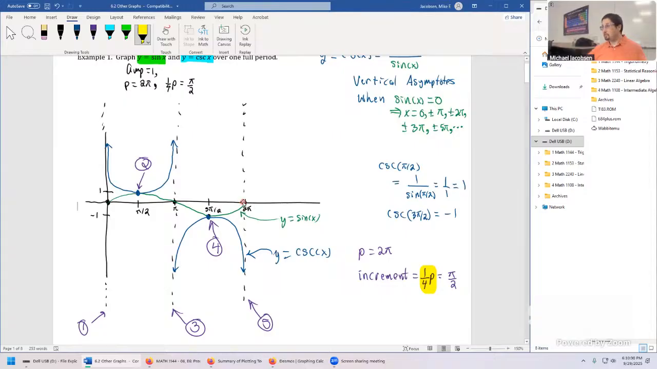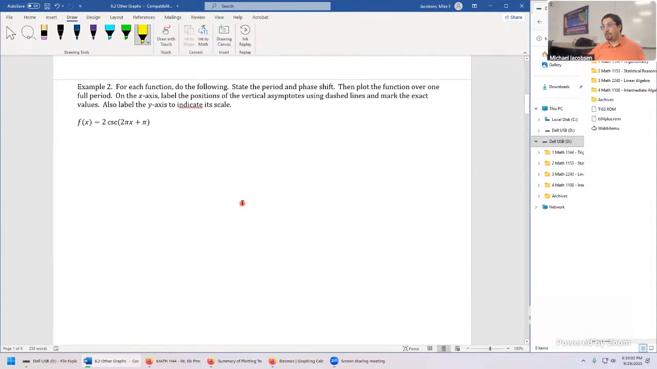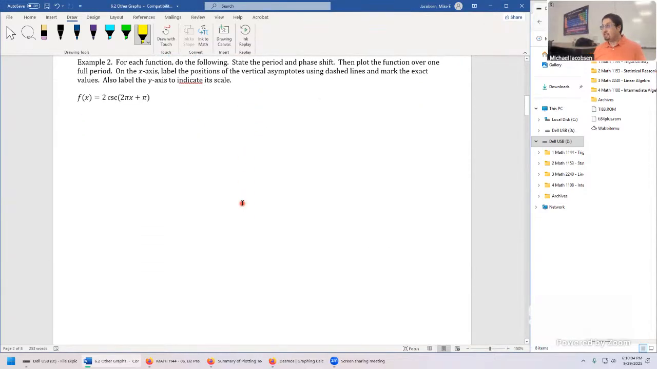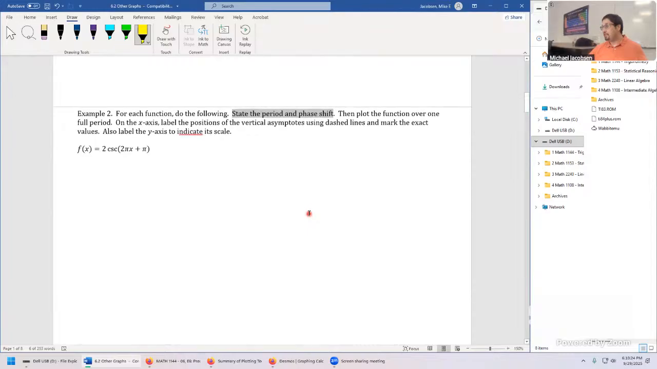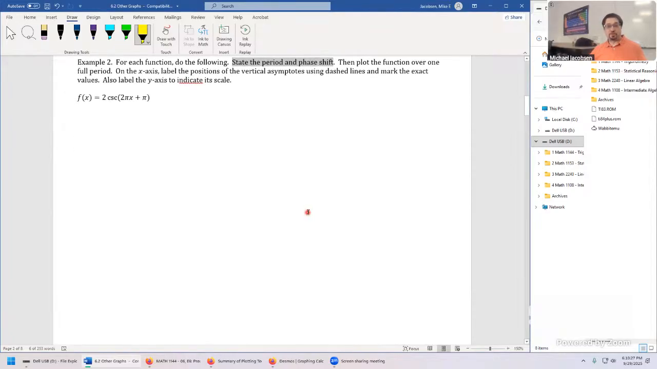Okay, so here's the next one. This one is the one that would look like an actual homework problem. For each of the functions, do the following. State the period and the phase shift. It didn't ask us to state the amplitude because there is no amplitude. Those vertical asymptotes mean there's no ending to where this goes up. There's no bound there. There's no ending to how this goes down. There's no lower bound. So no amplitude whatsoever on this curve. Still, the period and phase shift is useful, so that's a good place to start.